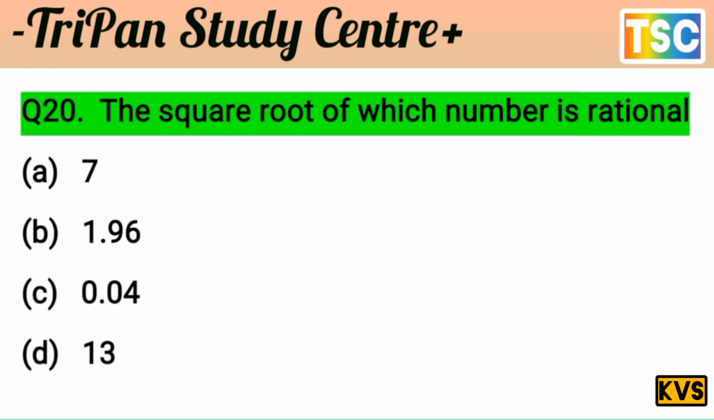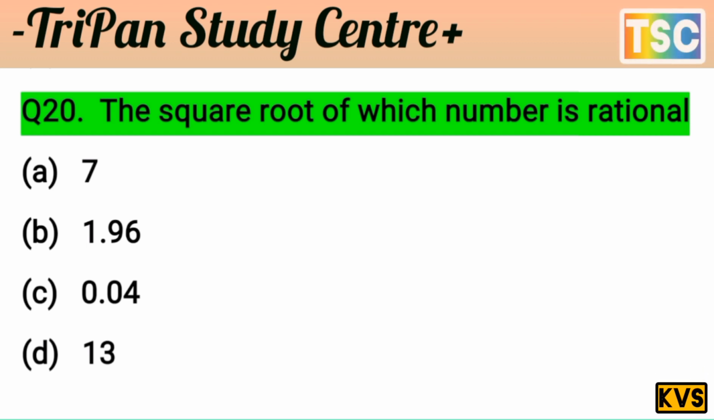The next question is the most important one. The question here: the square root of which number is rational? That's important here. The option A is 7, B is 1.96, C is 0.04, and D here is 13. That's important. First of all, check your knowledge. I give you a few seconds to choose your answer. You must have a thought of your answer.